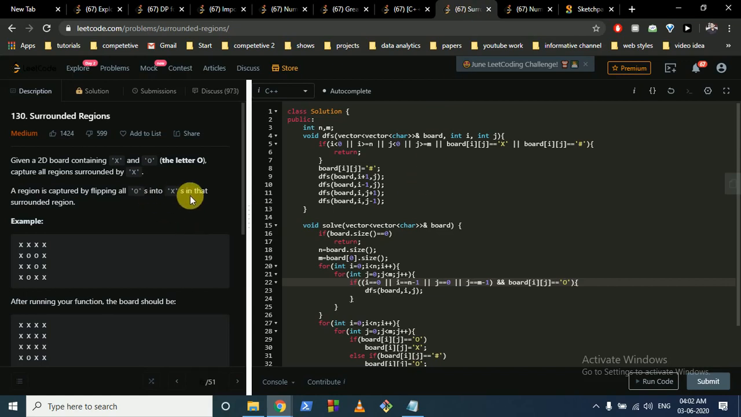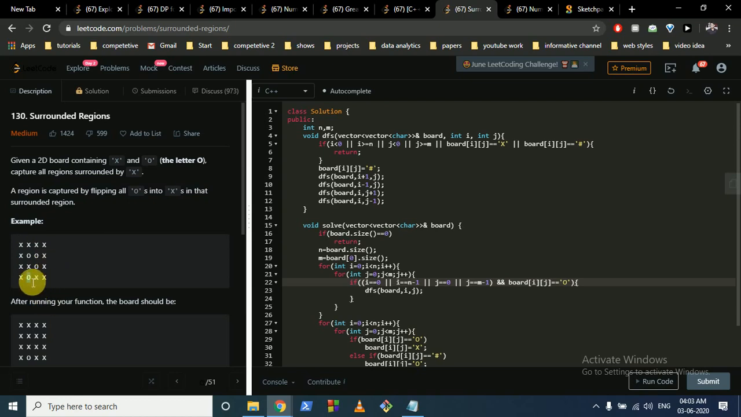Now moving down to the second question, you can understand the question first and then think about it. You are given a 2D board consisting of X and zeros. Now capture all the regions surrounded by X. So let's assume there are X's and zeros in the board. Now you have to capture all the regions which are surrounded by X. So let's assume there is an army of X and there is an army of O's. So if some O's are surrounded by X's, then they will be captured by X.